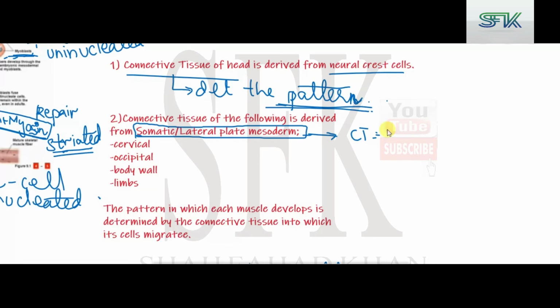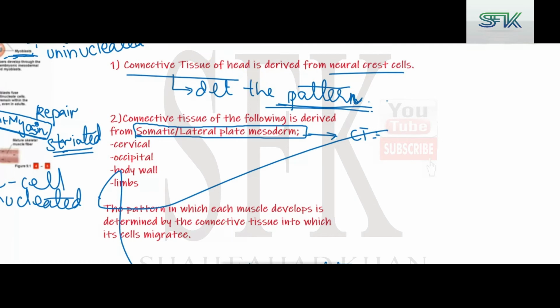I've given the specific names of the connective tissue of the body organs that are derived from the somatic or lateral plate mesoderm. So the connective tissue in the cervical and occipital region, which is next to the head region. And then the body wall and the limbs.